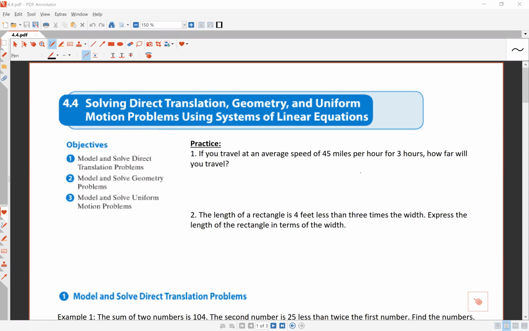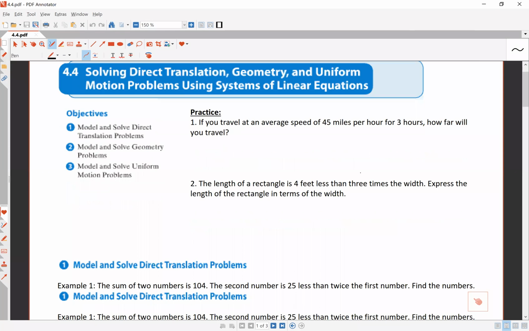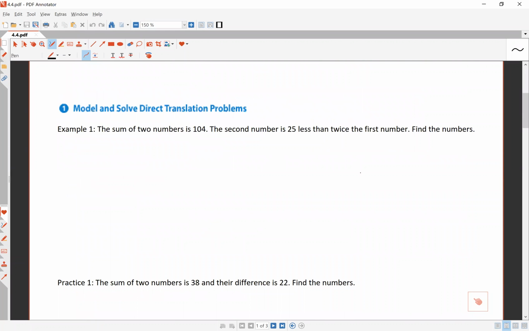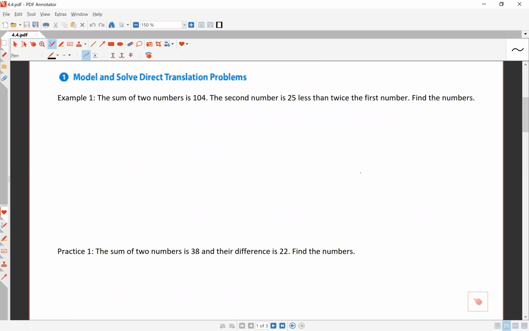This video covers section 4.4, solving direct translation, geometry, and uniform motion problems using systems of linear equations. Objective 1, model and solve direct translation problems. The phrase direct translation refers to taking phrases and writing mathematical symbols related to or representing those phrases.